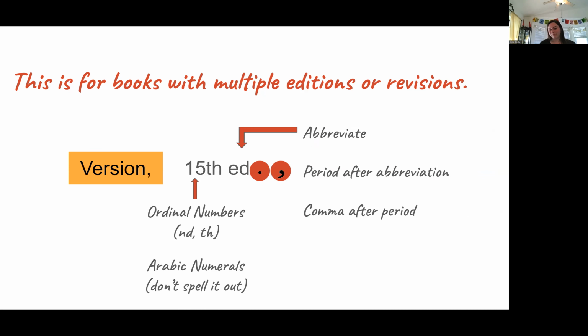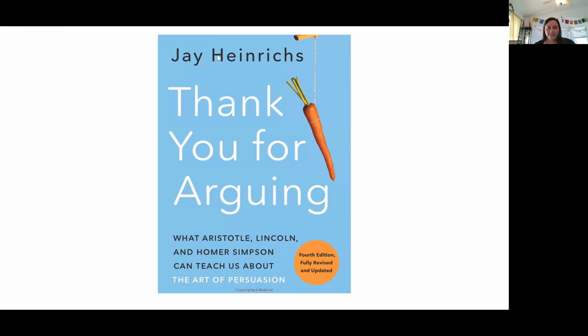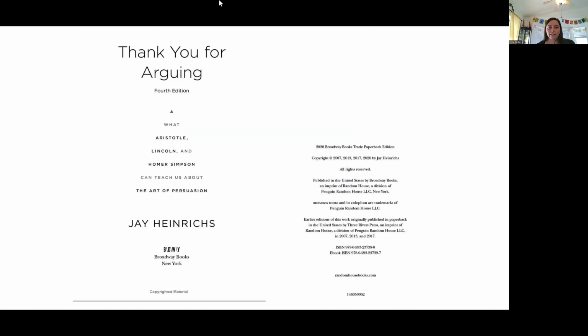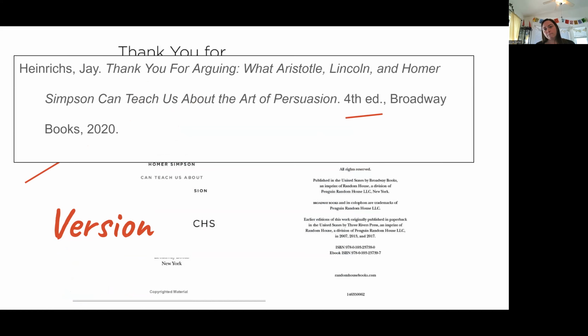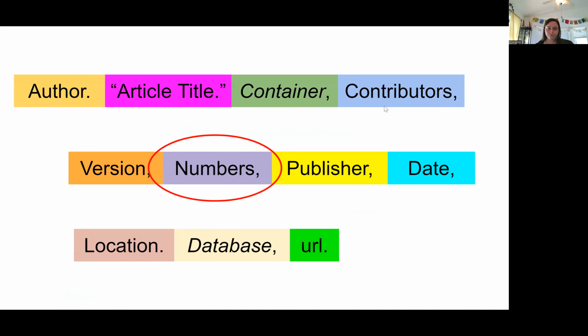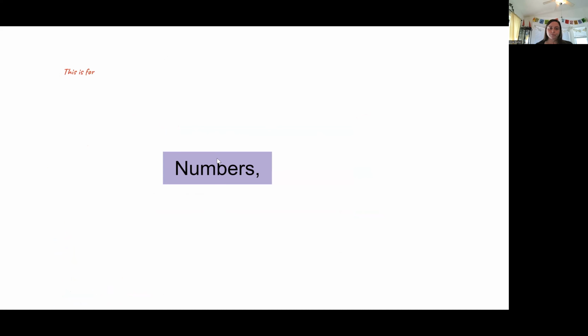We have this book here. You can see right here that it's a 4th edition. Sometimes the edition is hiding here or maybe even on the copyright page. So you can find the version information by looking. For this book, it would look like this, where you have 4th ed., comma. The next piece that you may have are numbers.